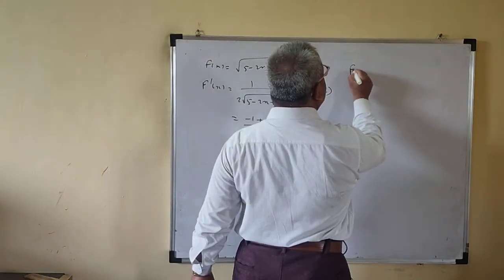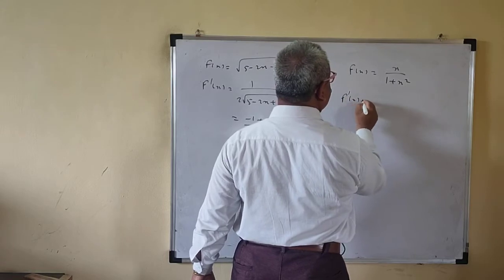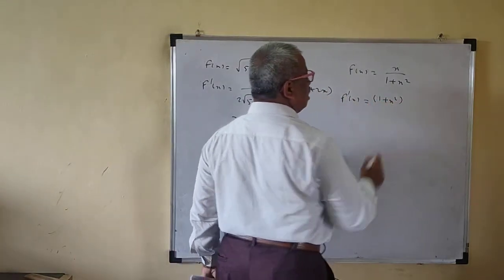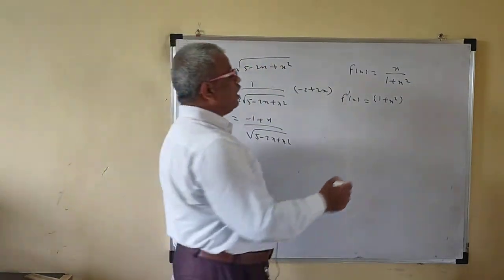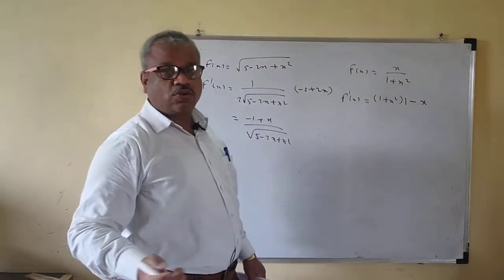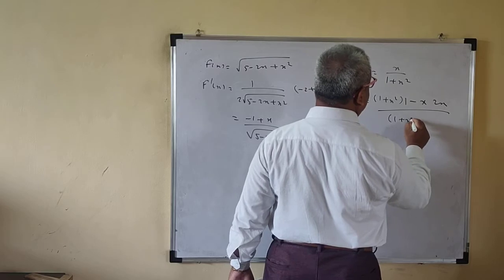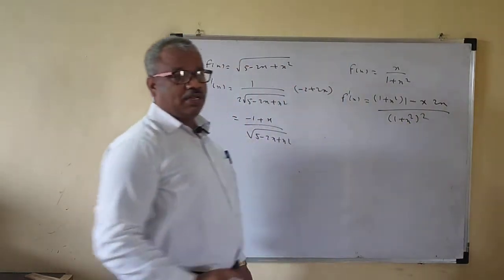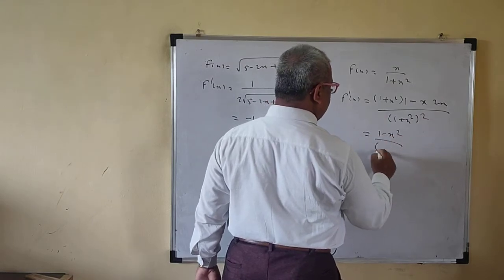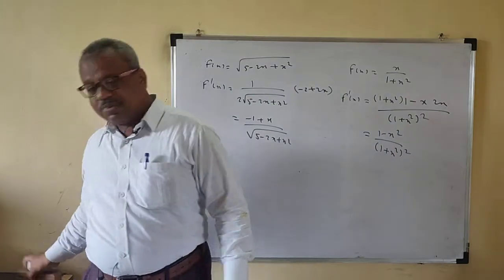If f of x is x upon 1 plus x square, then what is f dash x? This is the denominator 1 plus x square into the derivative of the numerator, which is 1, minus the numerator into the derivative of the denominator, which is twice x, upon the square of the denominator. This is minus twice x square. So this is 1 minus x square upon 1 plus x square, bracket square. Okay, so you can choose your option from here.